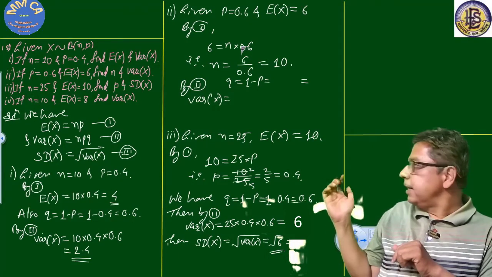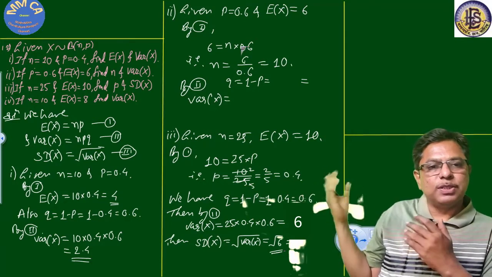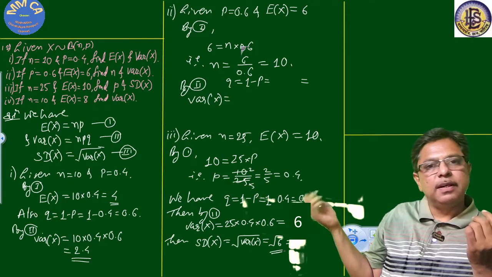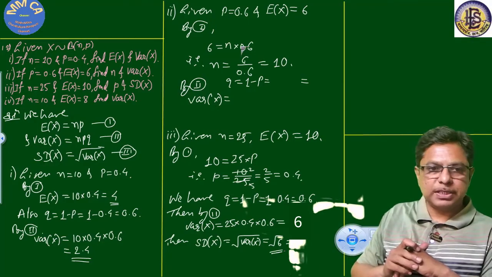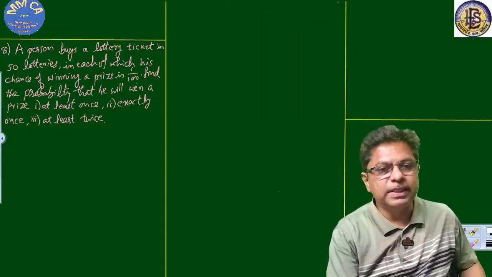And so I am leaving sub question 4 for the student as homework, because E of X is given, n is given. So from n find the value of p, and then get the value of q and calculate the value of variance of X. So such examples are asked. We go for one more example.